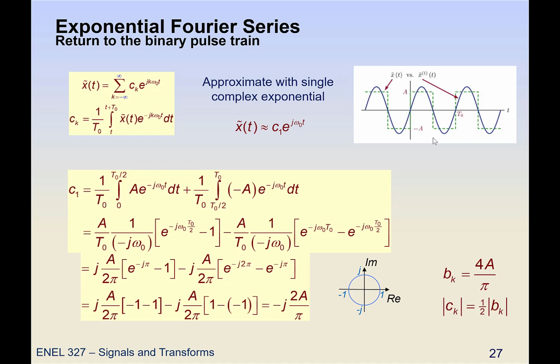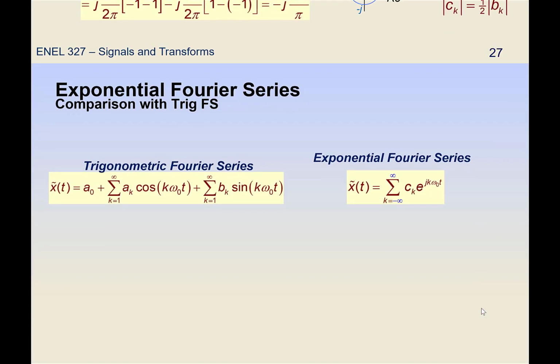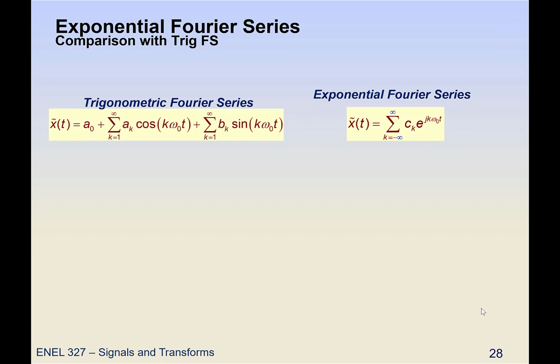This is comforting because remember that we found this for the value of the coefficient for the trig form, and you'll notice the magnitude is 1/2 of that, which is what we expected from our derivation on the last slide. Let's just compare the two.